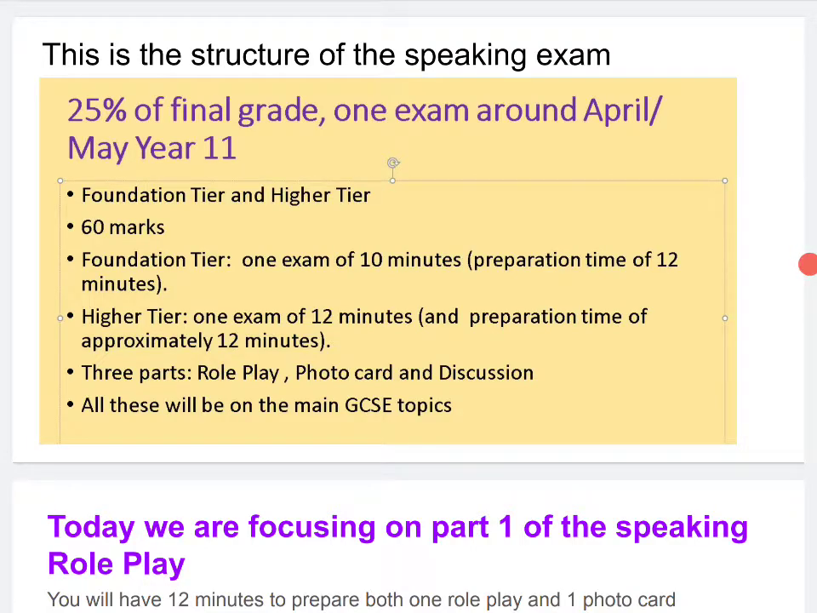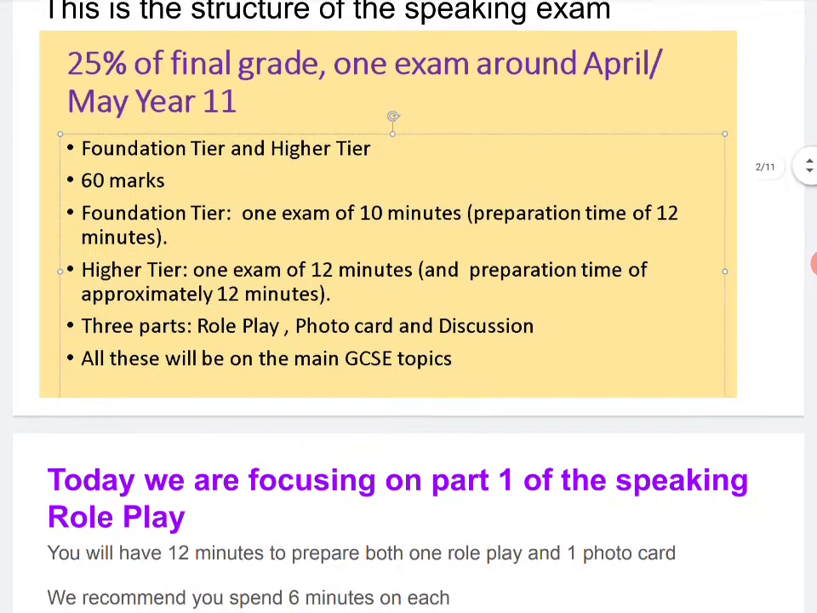A reminder: it is 25% of your final grade. You'll have one exam around April or May of year 11. And you have basically three parts: the role play, part one, photo card, part two, and general discussion or general conversation, part three. All of these will be on the main topics. Your role play is marked out of 15, your photo card out of 15, and your discussion out of 30.